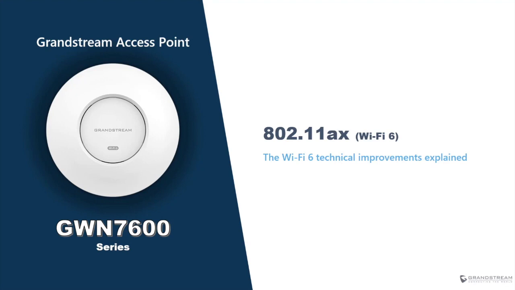In this video, we're going to talk about the wireless standard 802.11ax, which is commonly referred to as Wi-Fi 6. Wi-Fi 6 has introduced several technical improvements to enhance throughput and spectral efficiency. In this video, I will highlight the key features implemented by Wi-Fi 6 and explain how they work to improve the performance of a wireless network.